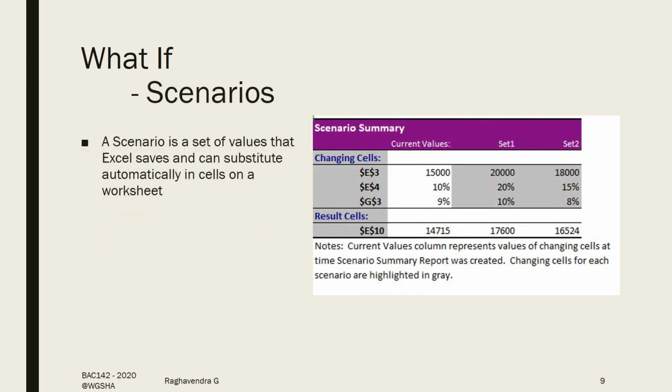First, see about scenario manager under what if analysis. Here, like the result cell, say here in this example, E10 is based on E3, E4, and G3. So for different combinations of E3, E4, and G3, what are the results of E10? So scenario manager, how it is going to help you. In the next slide, I will show you a demo of getting this result.